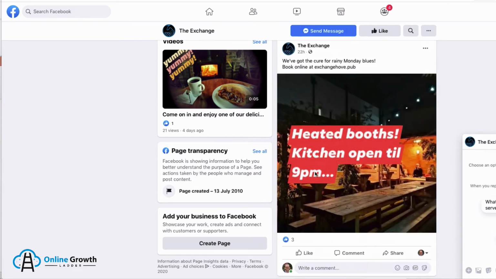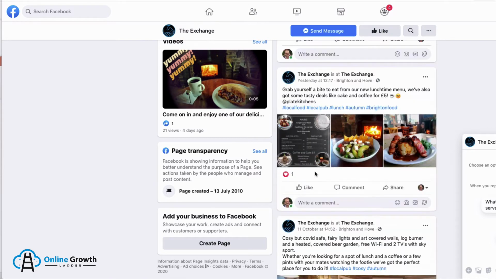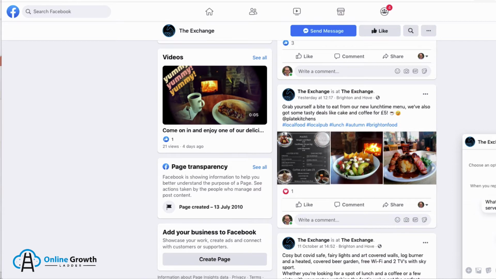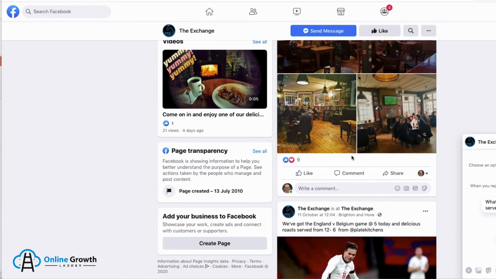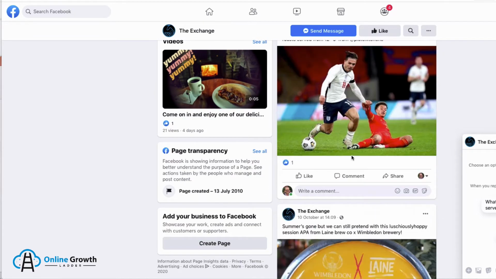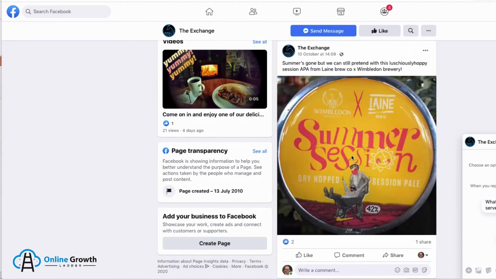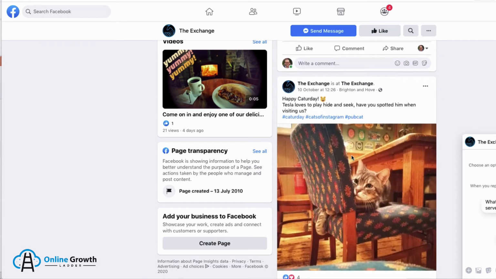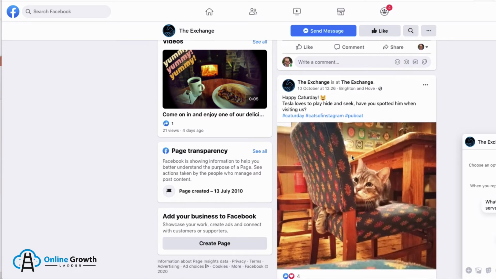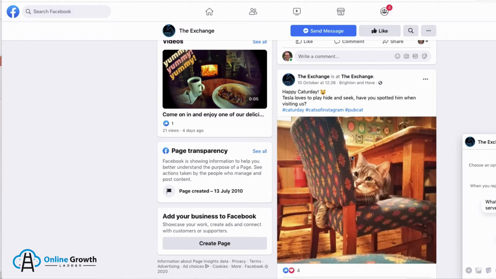They're giving information here about these new heated booths they've got in the garden, and they're open till 9 o'clock. They're talking about the food here. Again, it's a nice cosy pub, so they've got some pictures of the pub here. Again, more of the schedule of what's on in TV sports, etc. And here's the cat, here's Tesla. So there's interest and desire, and they're creating this whole desire around the pub, and they're making you want to go to the pub.